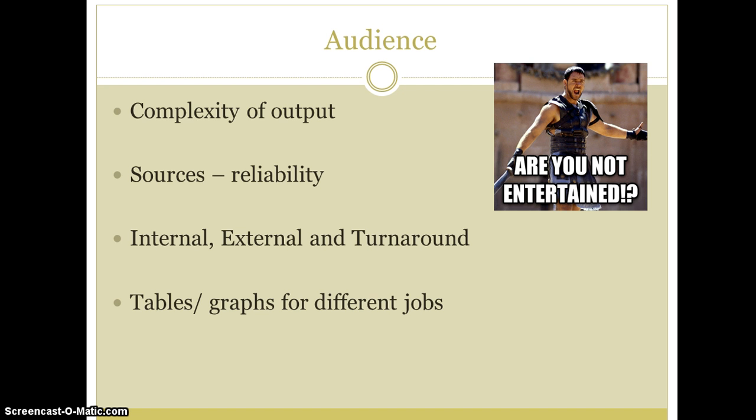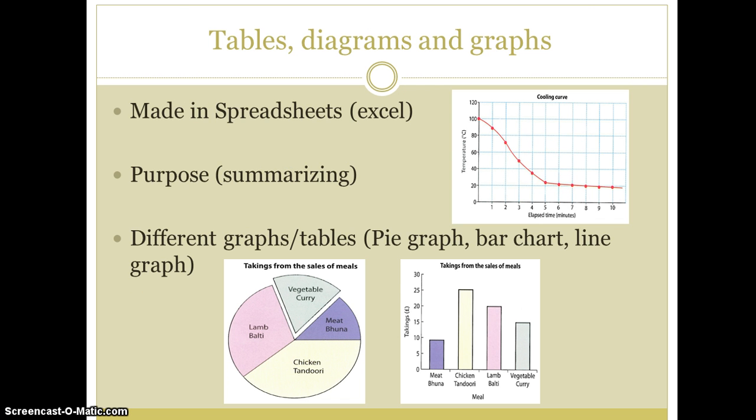You have internal, external, and turnarounds, which are different ways of presenting data in an organization. Internal is output produced for the audience within the organization. External is output produced for the audience outside the organization, and turnaround is output produced for the external audience, where it's expected that they will add data to it and edit it and then return it back to the organization. So the next guideline is tables, diagrams and graphs.